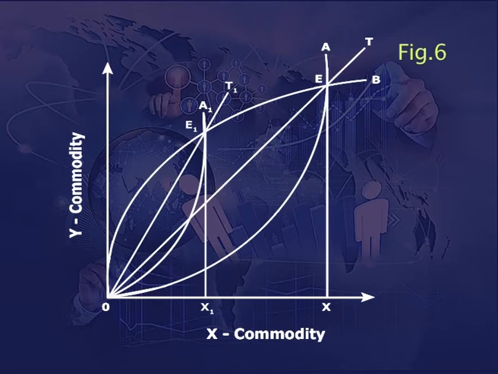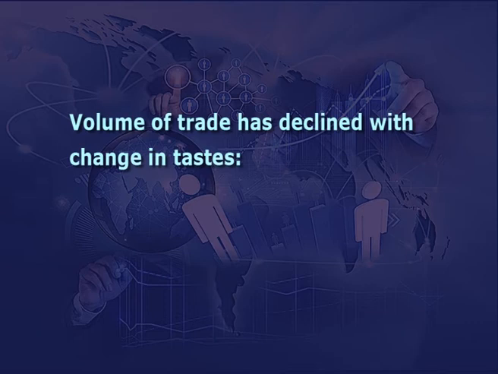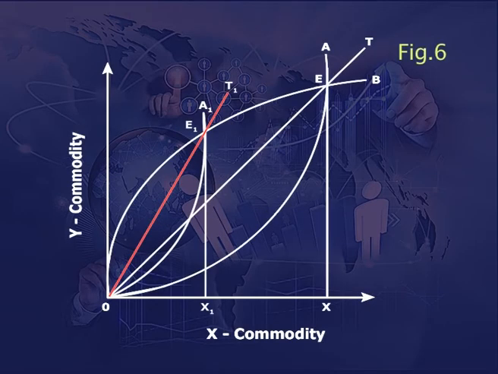Thus, at its new equilibrium point E1, where the offer curve OA1 cuts the offer curve OB, country A exchanges OX1, its exportable commodity X, for X1E1 of Y. As a result, its volume of trade has declined with the change in tastes. That is, OX1 plus X1E1 is less than OX plus XE. But its terms of trade have improved, as shown by the terms of trade line OT1, whereby it exchanges less quantity OX1 of X in exchange for a larger quantity X1E1 of Y.